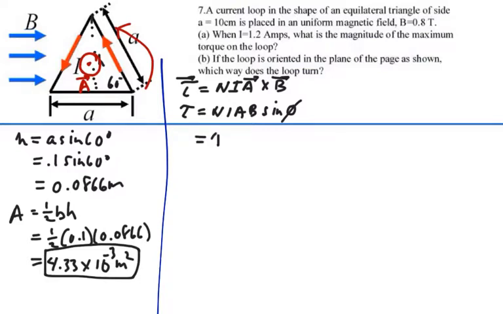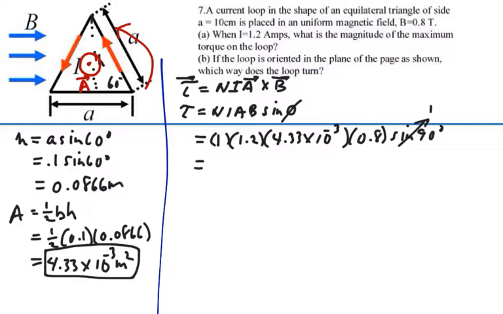So this is going to be one turn. Current is 1.2 amps. Area we found to be 4.33 times 10 to the minus 3. Magnetic field is 0.8 Tesla. And then we have a sine of 90 degrees. Sine of 90 is 1. So this is equal to 4.16 times 10 to the minus 3 Newton meters. So that is the magnitude of the maximum torque on this loop, 4.16 times 10 to the minus 3 Newton meters.